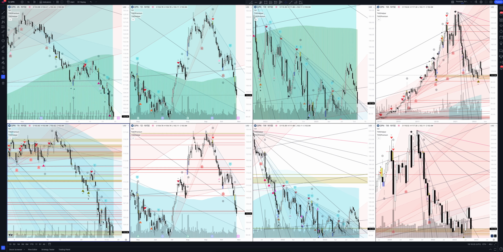Today we will take a look at global payment stock. Let's analyze the market situation and find out how you can make money on it. Let's start.